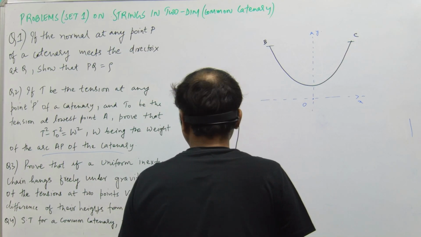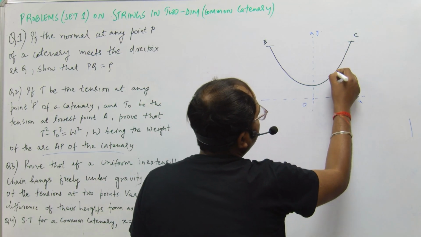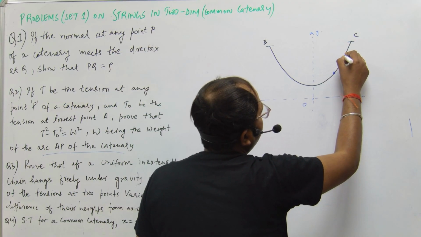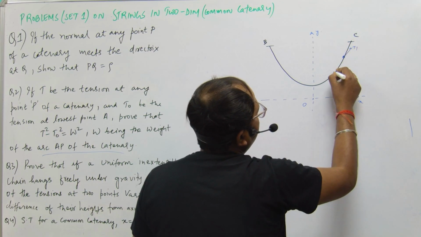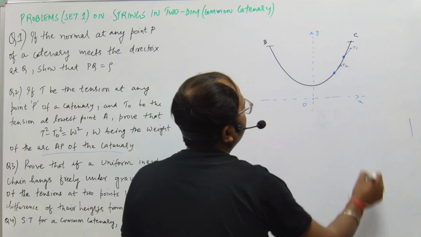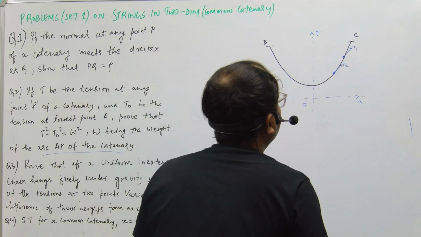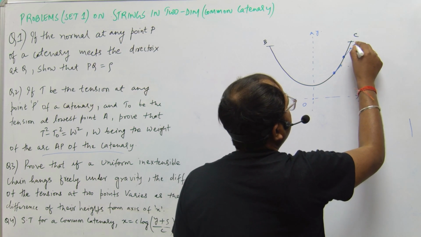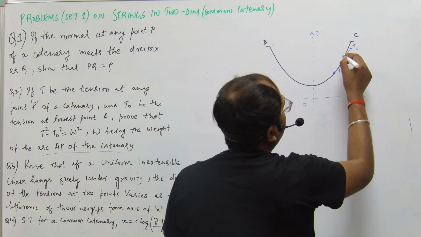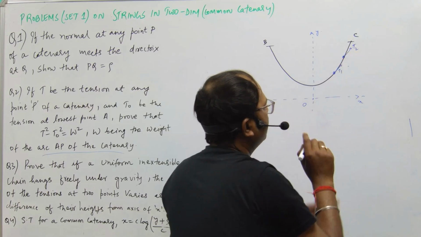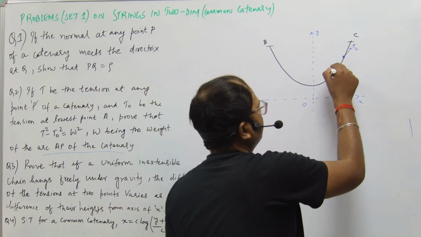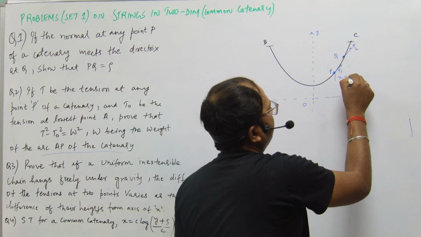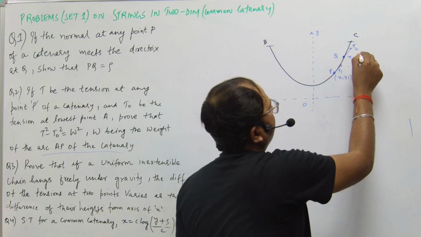Now the difference of the tension at two points. Let us take these two points. Let us take the tension at this particular point as T1 and this as T2. This is point P, this is point Q. The coordinates of this point are x1, y1 and this is x2, y2.